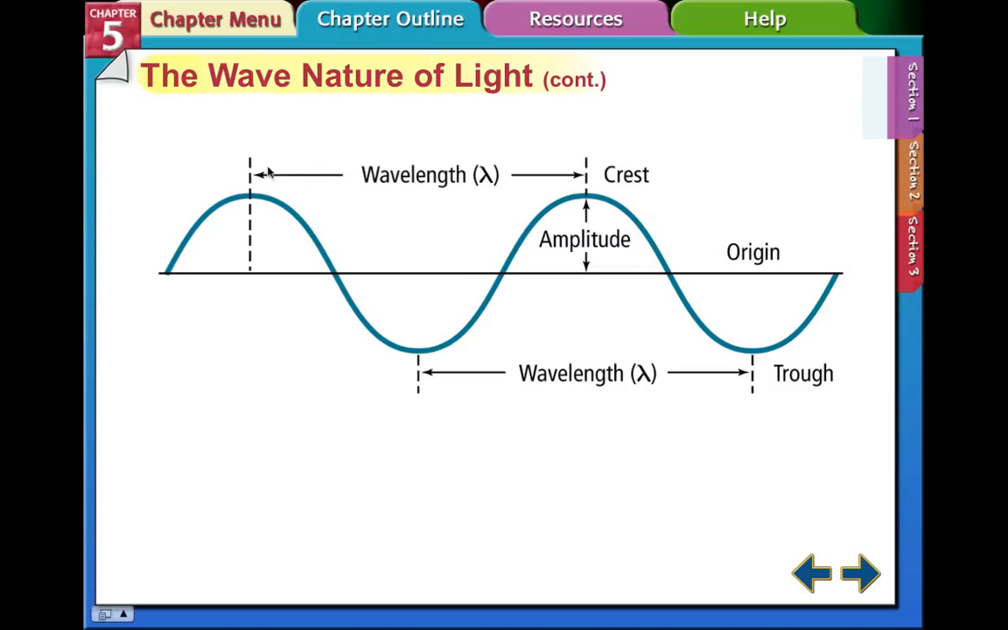Okay, so wavelength is from crest to crest, from top to top, or from bottom to bottom, trough to trough. That is one wavelength. Amplitude is how high the wave gets. So this would be amplitude, this would be amplitude, this would be amplitude. Frequency would be how many wave crests pass through a certain point in a second. So here we could count how many crests of the wave are going through there in a specific amount of time.